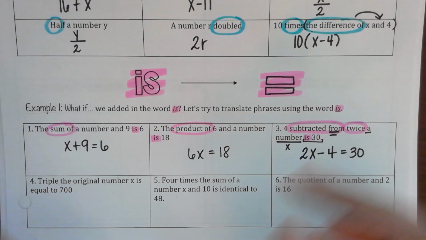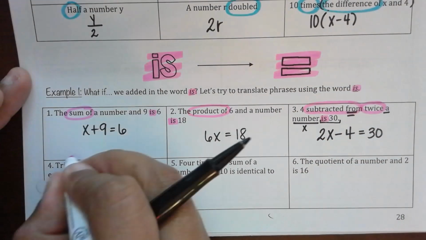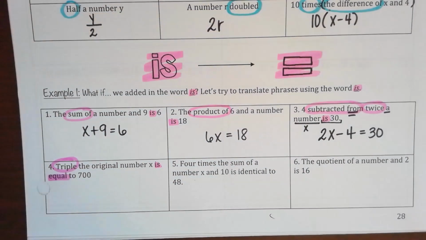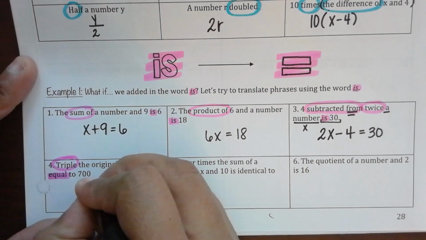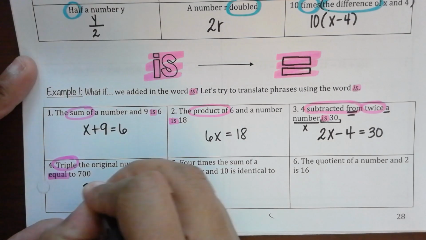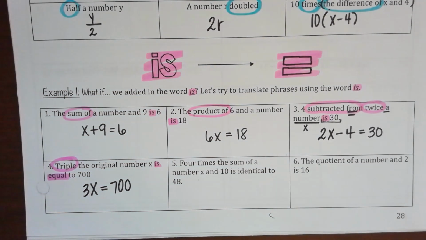Triple the original number x is equal to 700. What are the operational phrases here? Triple is equal, right? So, how would I write this? 3x equals, perfect. There was nothing extra there. Any questions there?